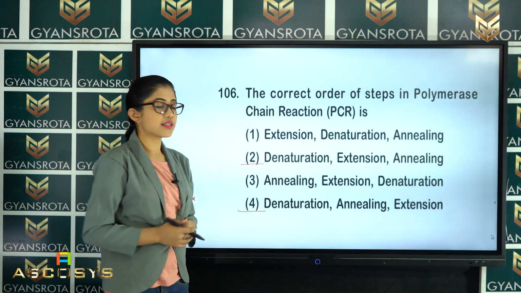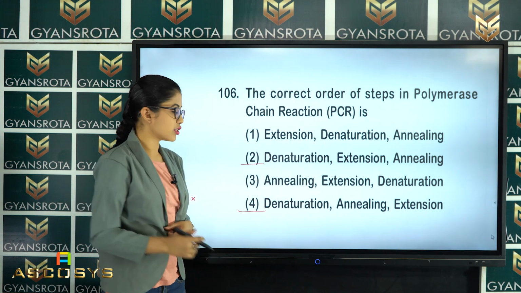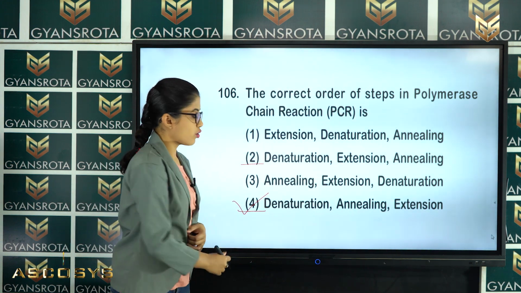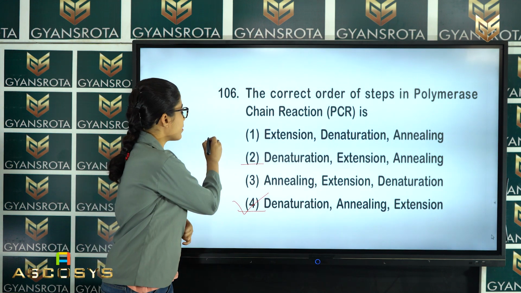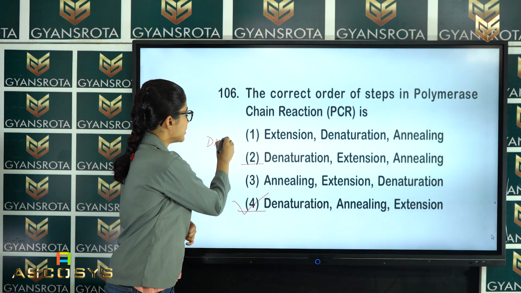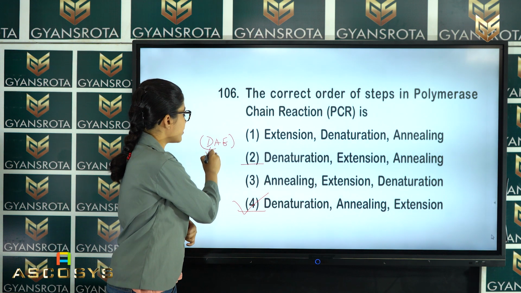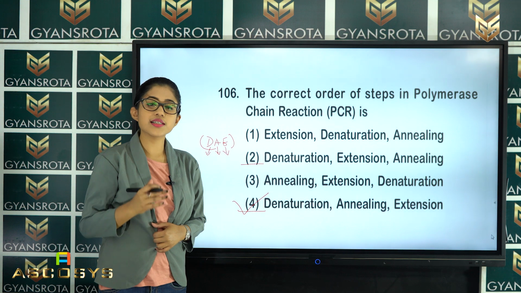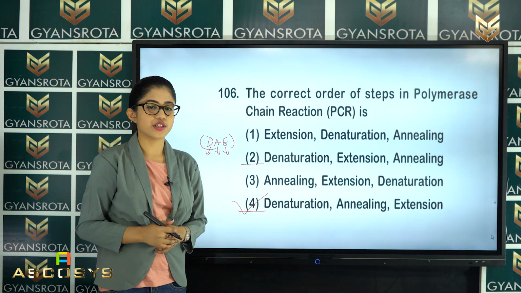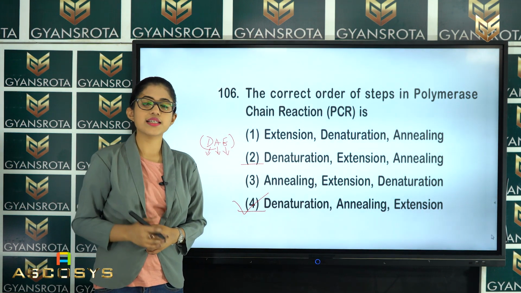So which among them is the correct option? That is option number 4. So, this is the correct order for polymerase chain reaction. Always remember DAE, which means denaturation, annealing and then extension. So, these are the 3 steps in polymerase chain reaction. Alright. Now, let us see the next question.